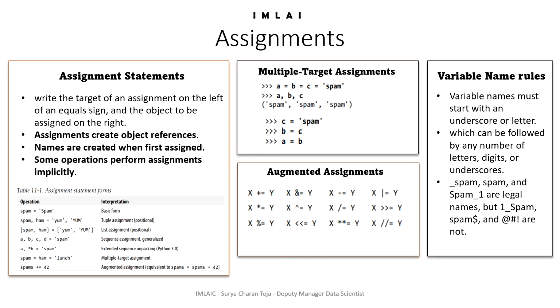Now we will look into the most important one: variable name rules. Variable names must start with an underscore or a letter first, which can be followed by any number of letters, digits, or underscores. In simple words, your variable name should consist of only letters, digits, or underscores. That's it. Not more than that.